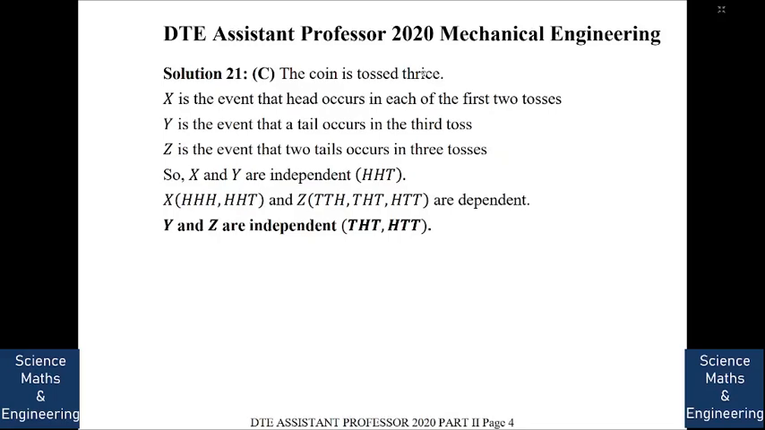Next, Y and Z. Y is the event that a tail occurs in the third toss and Z is the event that two tails occur in three tosses. So tail head tail or head tail tail are possible. So Y and Z are independent. So option C is the correct answer, that is, Y and Z are independent. Next question.